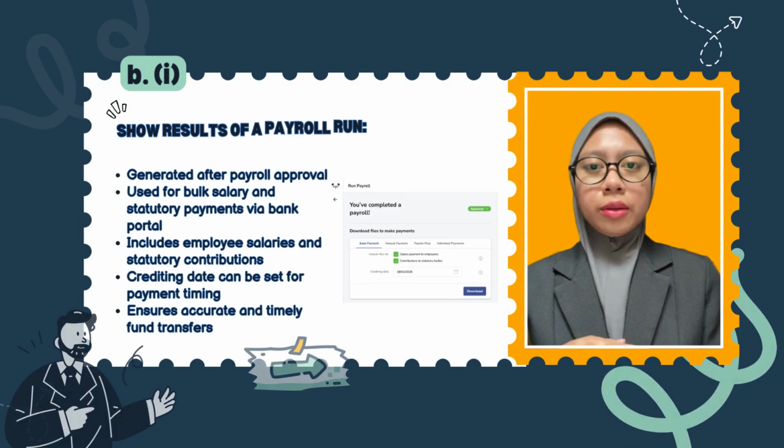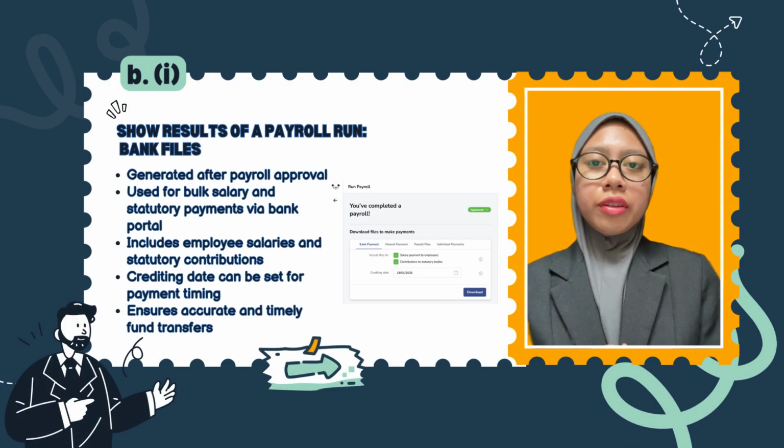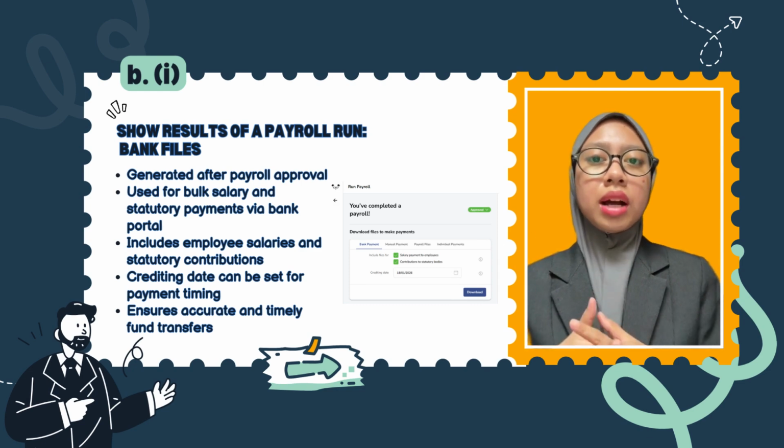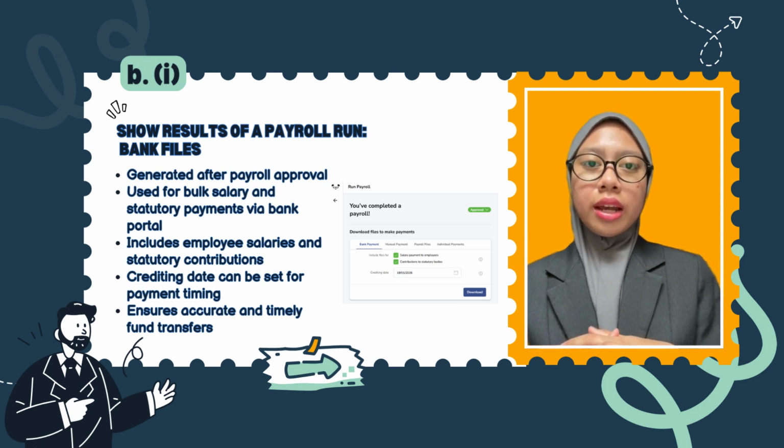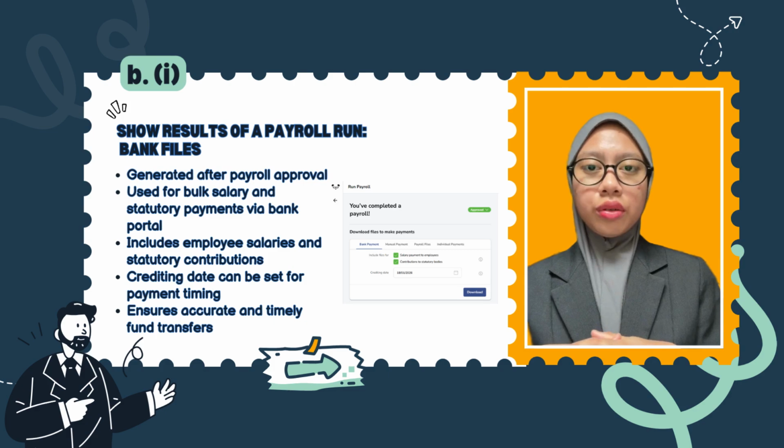After a payroll is approved, Payroll Panda generates three main outputs. The first one is bank files. These are found under the bank payment section and are used to process bulk salary payments and statutory contributions through the company's bank portal. A crediting date can be set to ensure payments are transferred accurately and on time.